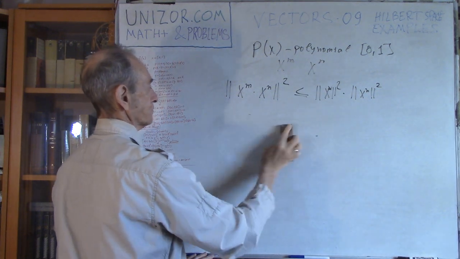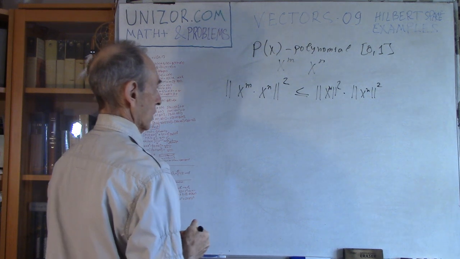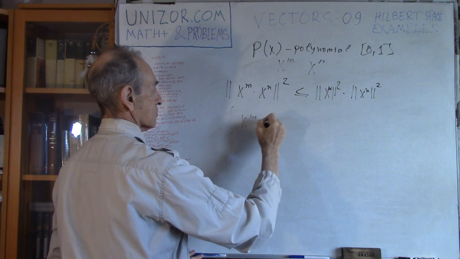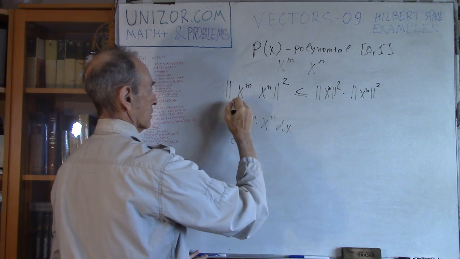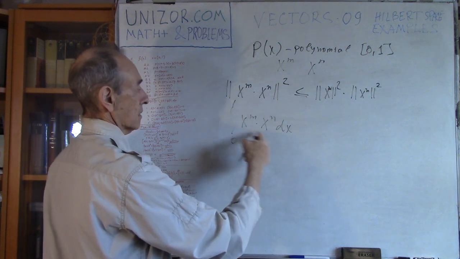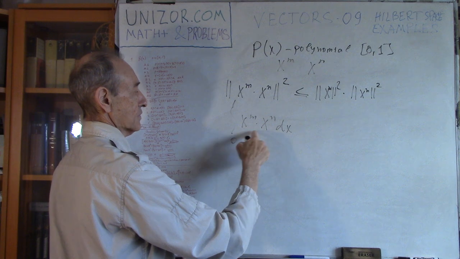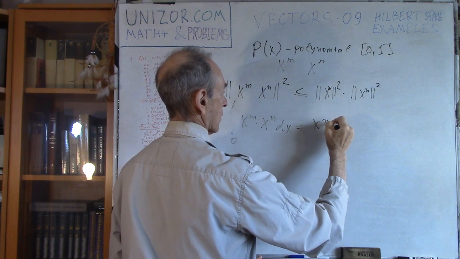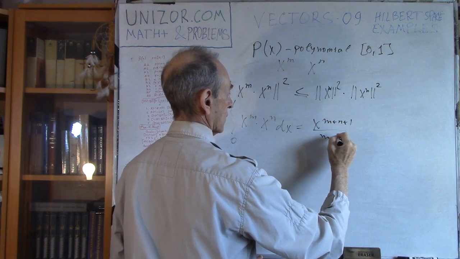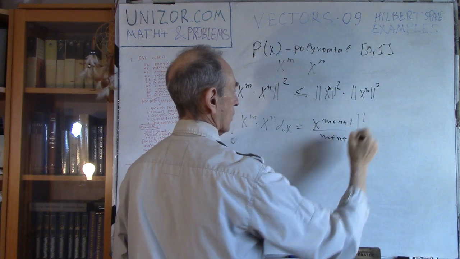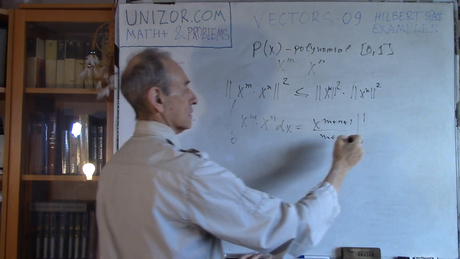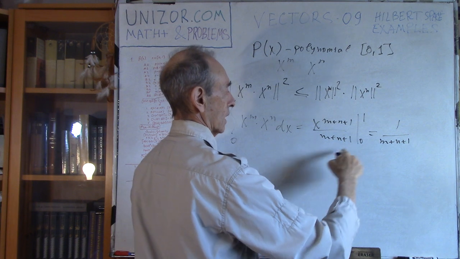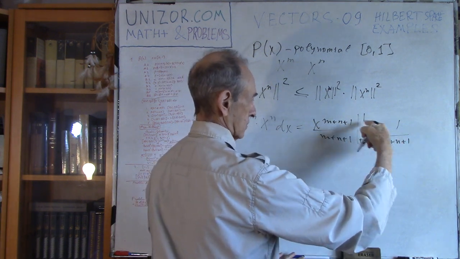Okay, now let's talk about it. So what is the integral of x to the m times x to the n dx from 0 to 1? That's my scalar product of these two. Well, this is x to the power of m plus n, so that's x to the power of m plus n plus 1 divided by m plus n plus 1, from 0 to 1. If you substitute 1, it would be 1 over m plus n plus 1. And if you subtract 0, it would be 0.